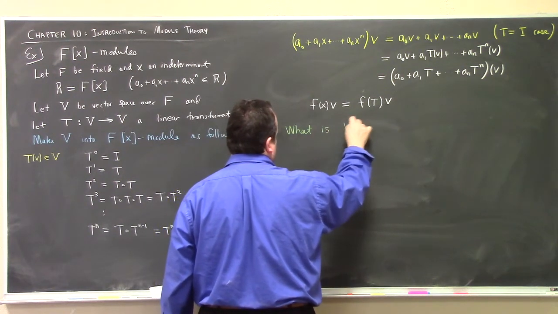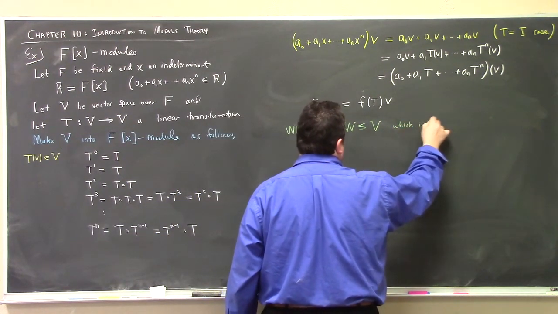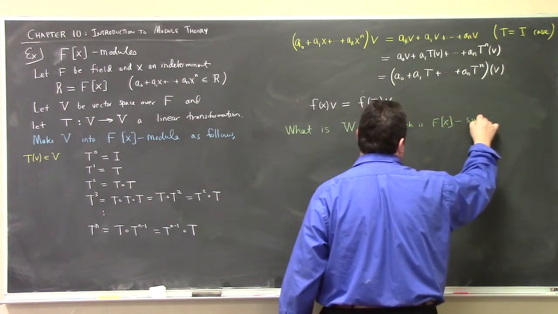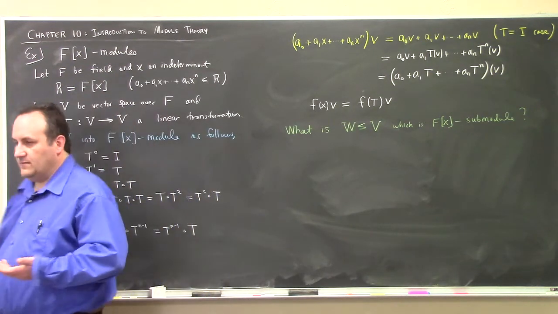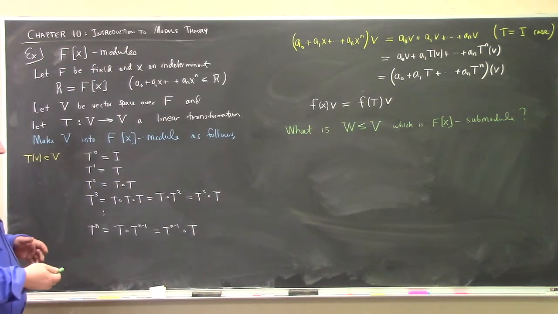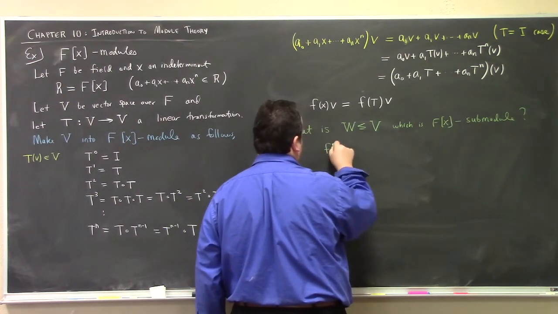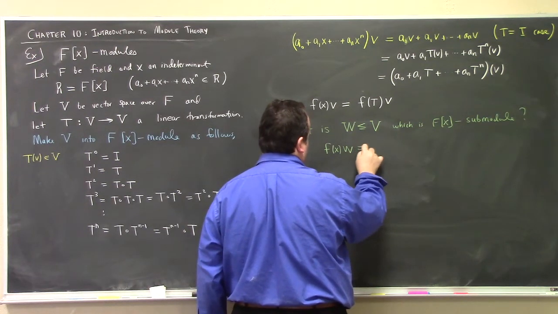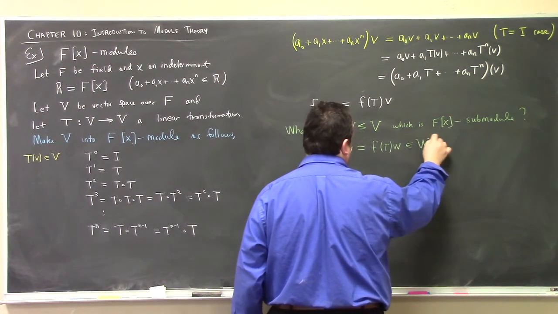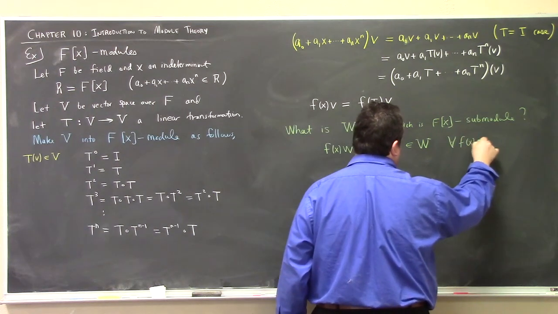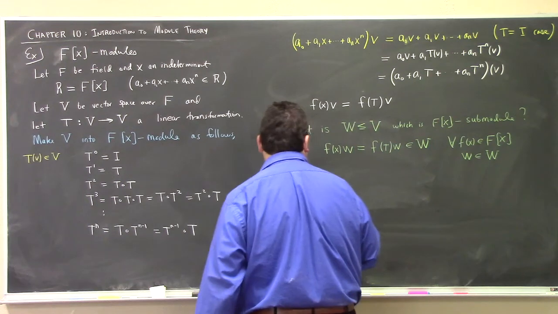What is it for W, a subset of V, to be an F[x] submodule? It's not just any old subspace of V. It has to be a subspace of V which is fixed under F[x]. So we need f of x times w, which is f of t acting on w, to be an element of W again, for all polynomials in the ring, for little w in the big W.